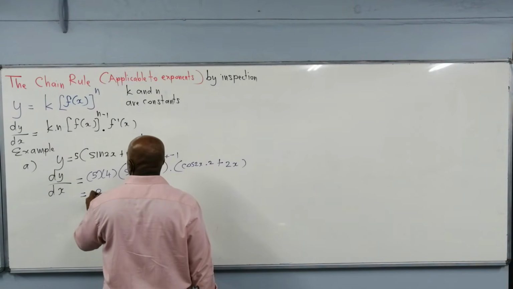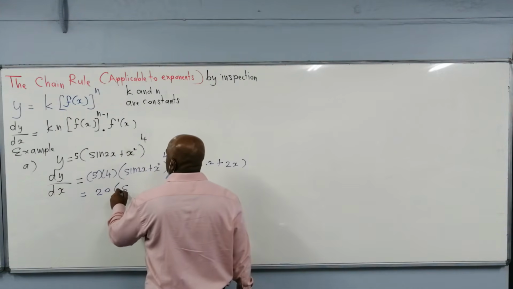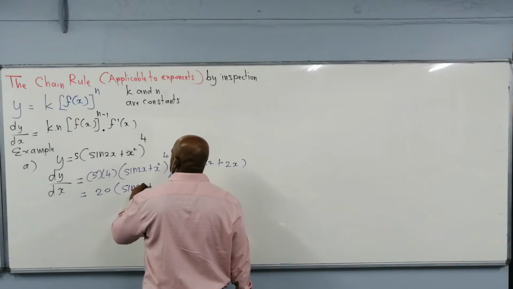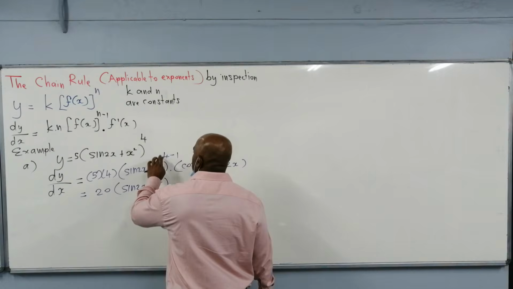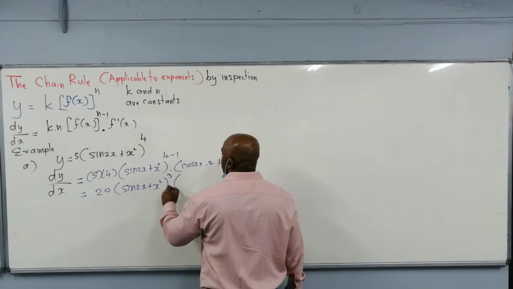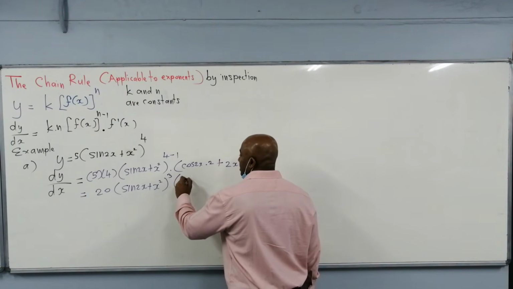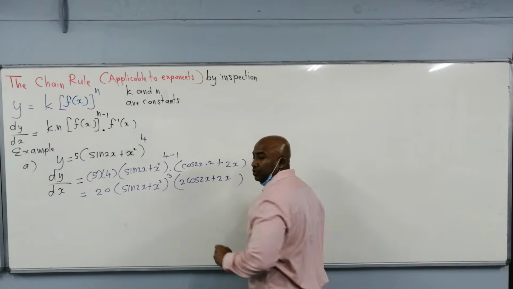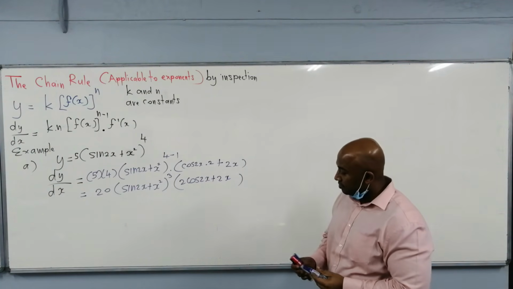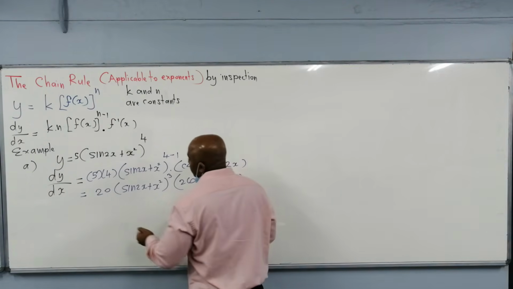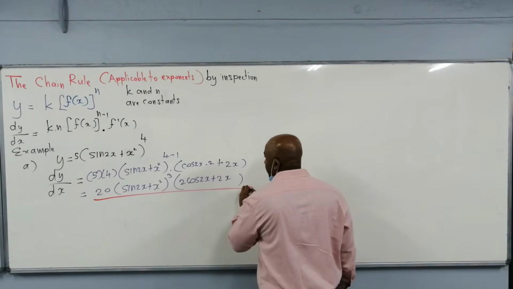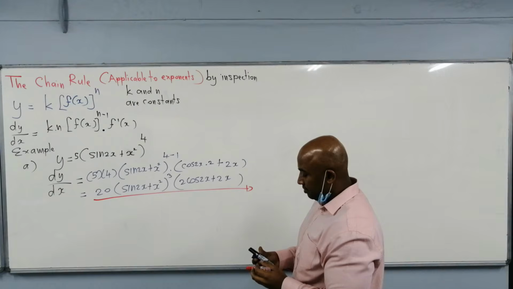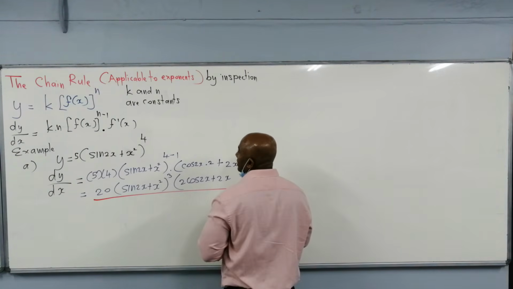Let's simplify here. 5 times 4 is 20, and then I've got sine 2x plus x squared. 4 minus 1 here is 3, and this is 2 cos 2x plus 2x. Let's take another one. I've only got a few minutes left here.